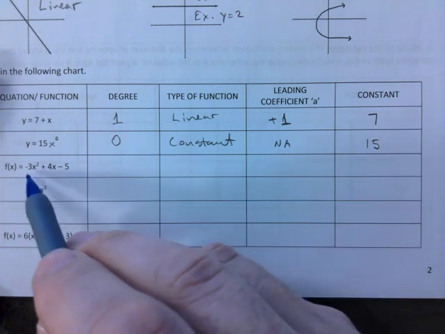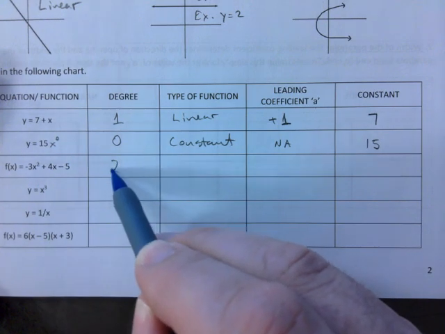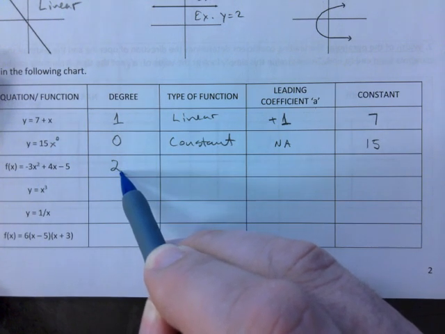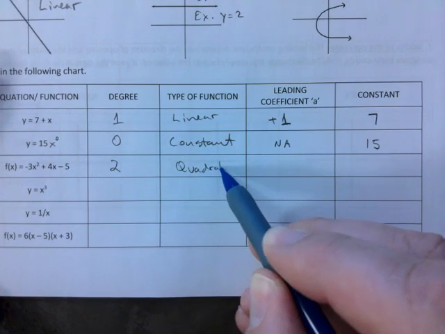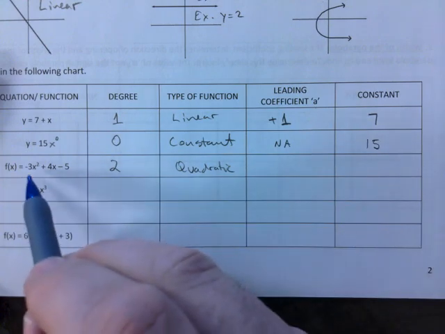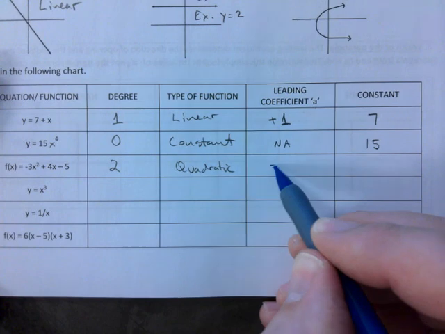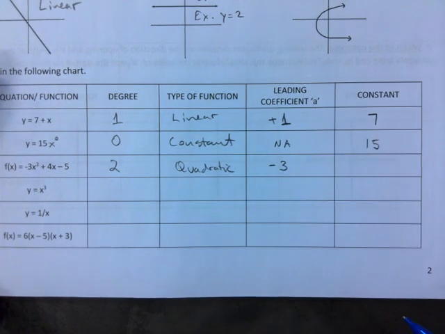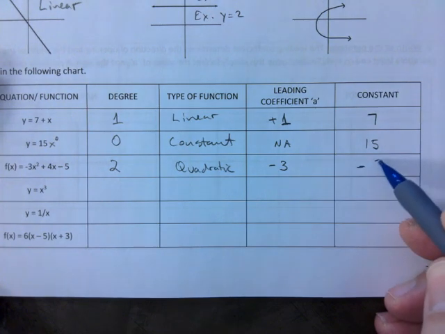Over here, you look at your variables, you see the x squared, so you know it's a degree of 2. Type of function is quadratic. Leading coefficient is in front of the x squared term, so it's -3. Okay, so you take the sign and everything with it. And the constant is -5.